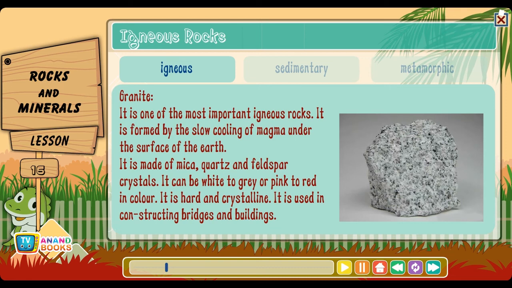Granite. It is one of the most important igneous rocks. It is formed by the slow cooling of magma under the surface of the earth. It is made of mica, quartz, and feldspar crystals. It can be white to gray or pink to red in color. It is hard and crystalline. It is used in constructing bridges and buildings.